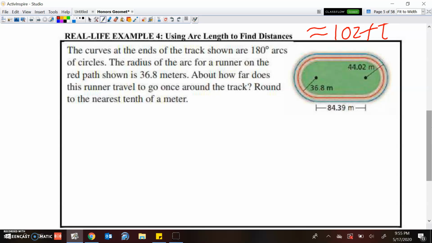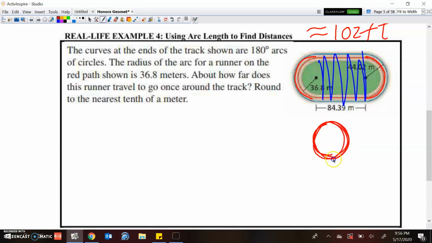Using arc length to find distances: the curves at the ends of the track shown are 180 degree arcs of circles. So this is 180 degrees and this is 180 degrees. Basically, if I could eliminate the middle of the track, these two semicircles would come together and I would have a whole circle. So keep that in mind. Then they go on to say the radius of the arc for a runner on the red path shown is 36.8 meters. How far around does this runner travel to go once around this track? Round to the nearest tenth of a meter.